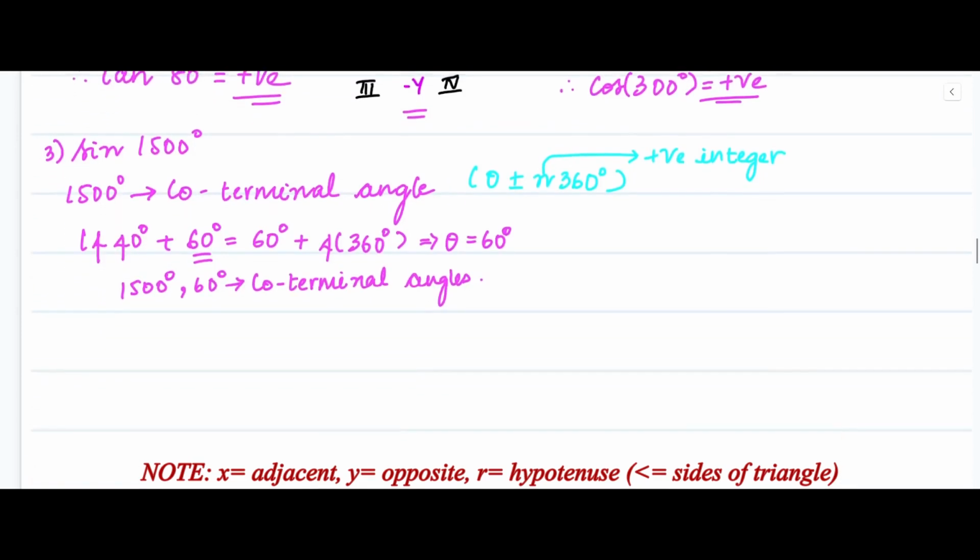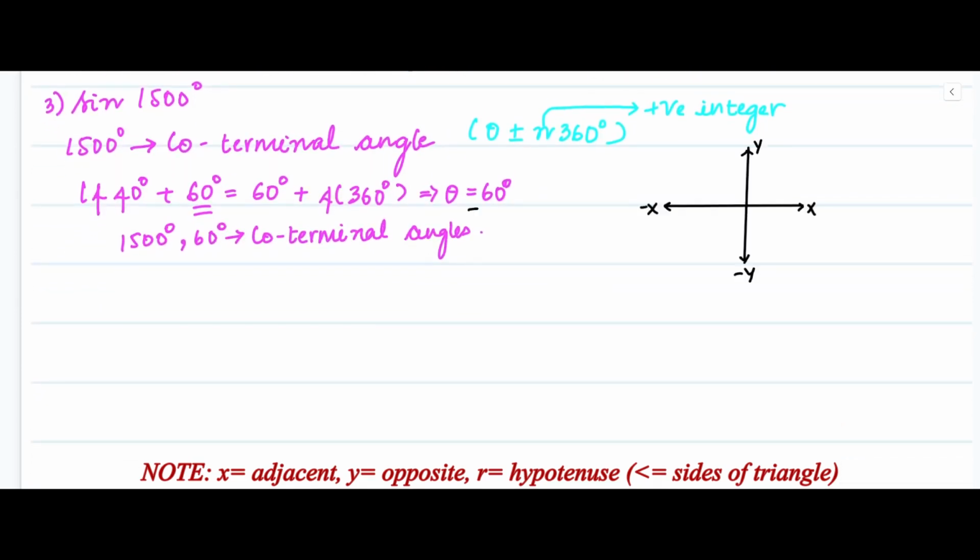Next, let us consider our quadrant system. 60 degrees is in first quadrant. Let that be somewhere here. This angle here is 60 degrees. This we can easily find out for 60 degrees. But in case of 1500 degrees, what we can do is, here we have multiplied 360 degrees 4 times. It goes around the quadrant system 4 times in an anti-clockwise direction.